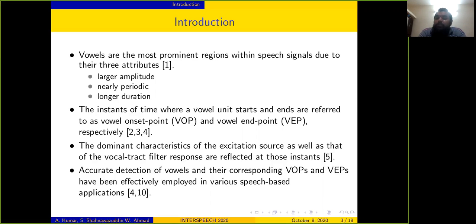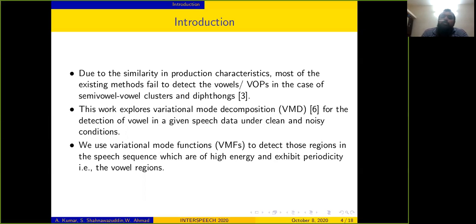The dominant characteristics of the excitation source as well as the vocal tract filter responses are reflected at these points, that is, vowel onset points and vowel end points. Accurate detection of vowels and their corresponding vowel onset points and vowel end points has been effectively employed in various speech-based applications. Due to similarity in production characteristics, most of these methods fail to detect the vowels and vowel onset points in the case of semi-vowel clusters and diphthongs.